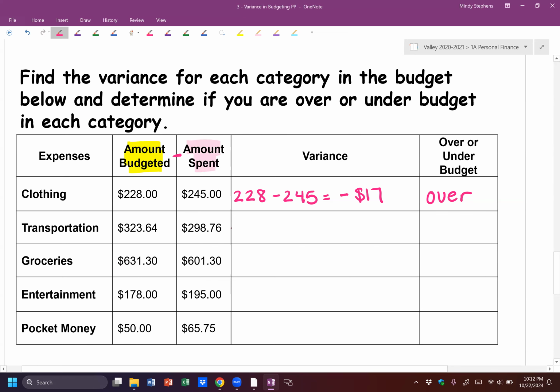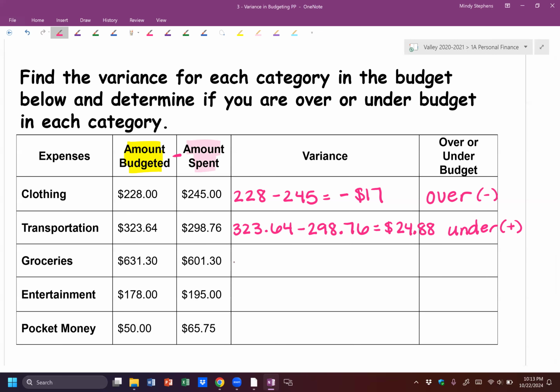We're going to do the same thing for the next one. 323.64 minus 298.76. You just type that in your calculator. That gives me $24.88. That's positive, which means that's good. We were under budget because we had a positive number. So over if you have a negative, under if it's positive. If you want to write that in your notes, it would be very helpful if you forget.